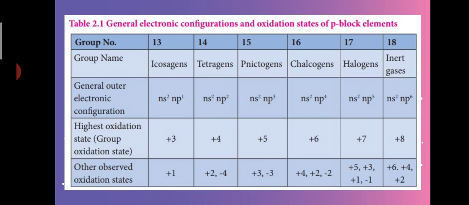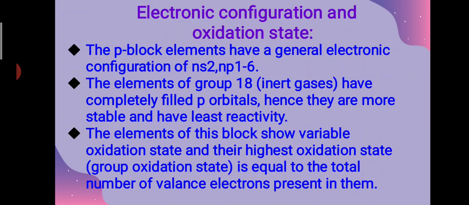So how will you write the general electronic configuration? ns2, np1-6. That is what is given here: ns2, np1-6. Is it clear? The elements of group 18 are completely filled and they are least reactive.